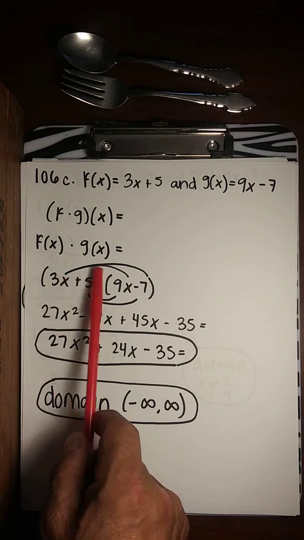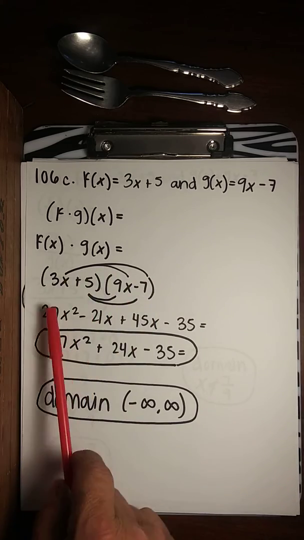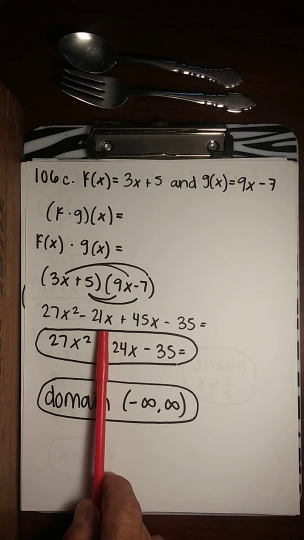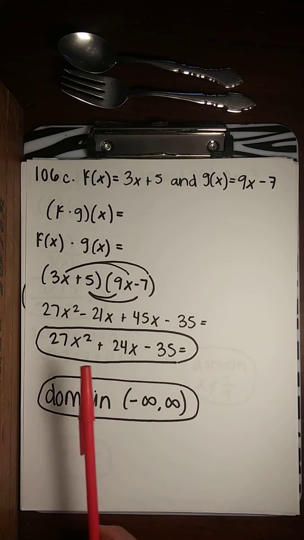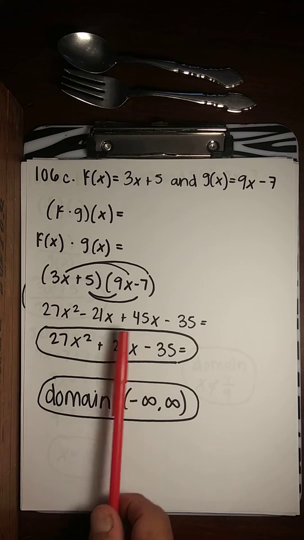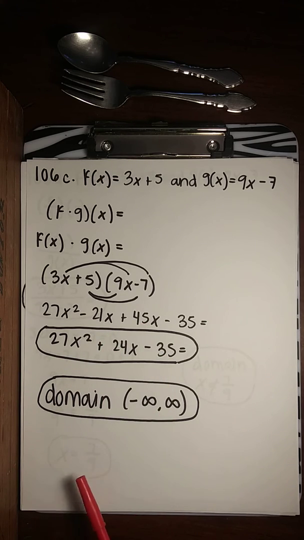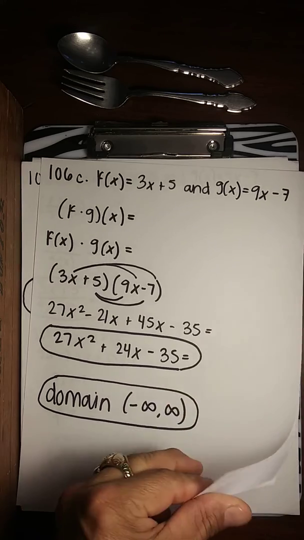F times g of x. Multiply this one times this one. For it. That turns out 27x squared. That turns out is negative 21x. That turns out is plus 45. That turns out negative 35. 27x squared. These two right here is positive 24x minus 35. Domain negative infinity to infinity.